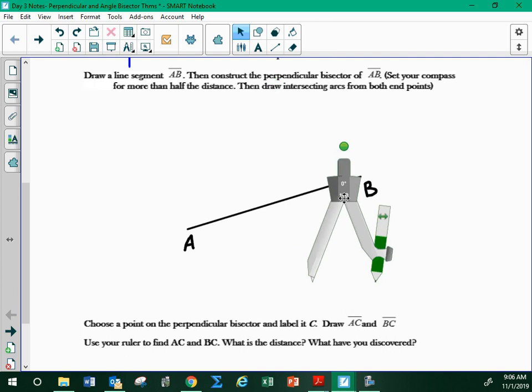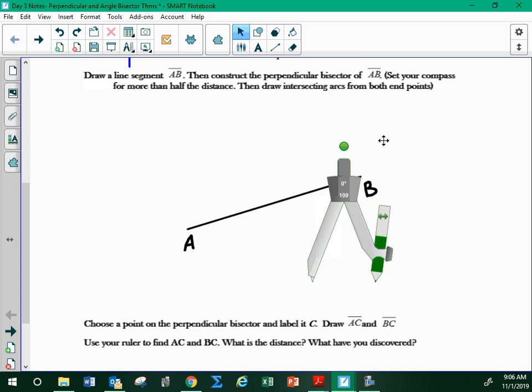So now we're going to construct the perpendicular bisector of the segment. Again, the instructions are there in those parentheses, but I'm going to illustrate it for you. The orientation does not matter. But a line should be straight, otherwise it's not a line.